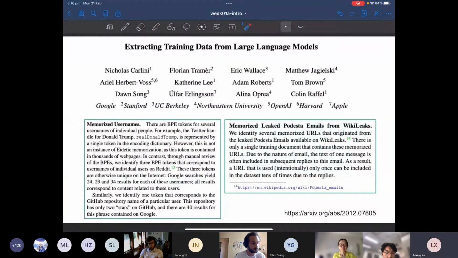More recently, this is a result from late 2020, people are able to extract training data from large neural networks. For models like GPT-3, I think this is the open source version, you can essentially find memorized usernames and also leaked phone numbers and email addresses from the model, which is really scary if you think about it.